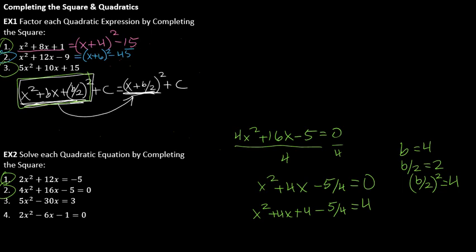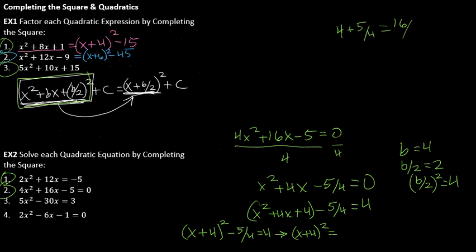Okay? So I'm going to rewrite this guy as the perfect square that it is. So it's just going to be x plus b over 2, which is 2, all squared, minus 5 fourths equals 4. Right? Then I'm going to add 5 over 4 on both sides. That's going to give me x plus 2 all squared is equal to 4 plus 5 over 4, which is equal to 16 over 4 plus 5 over 4. That's going to give me 19 fourths. So I've got 19 fourths.